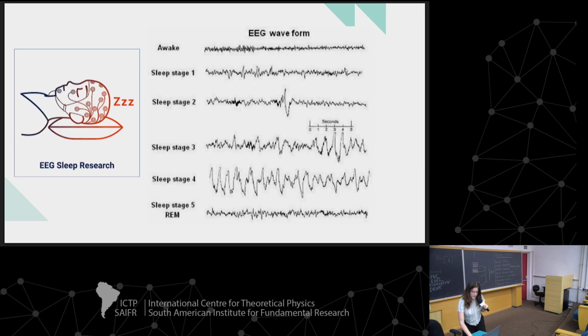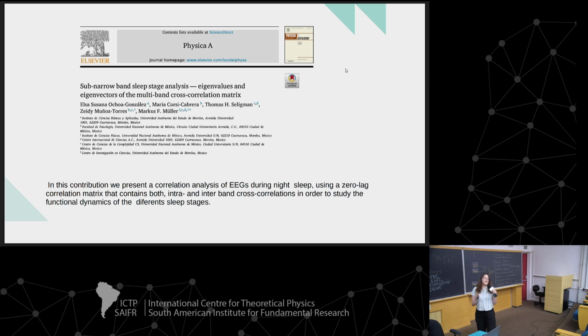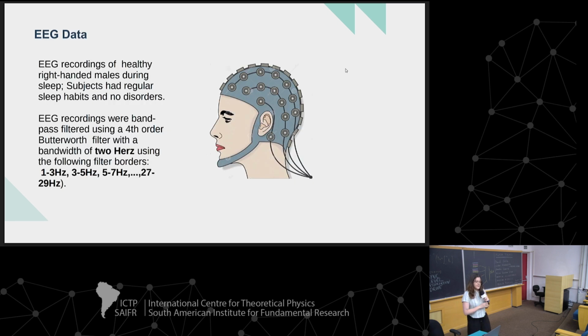But in this work, we only focus on characterizing the sleep stages using this cross-correlation matrix. The data we have is for 10 healthy young men without sleep disorders, from the sleep lab at UNAM. We're going to filter these 19 signals in a small bandwidth of 2 hertz, so the bands are from 1 to 3, 3 to 5, and so on.